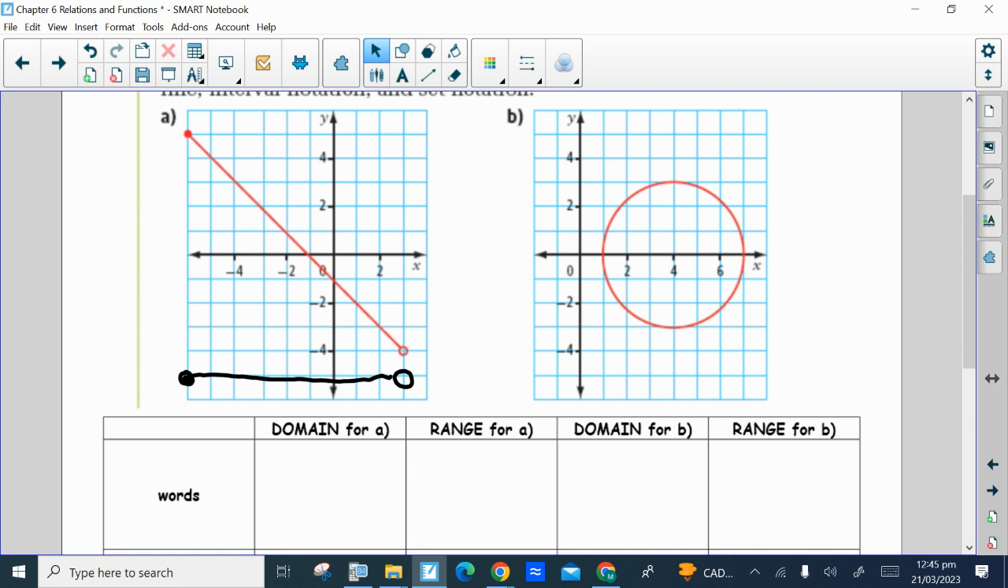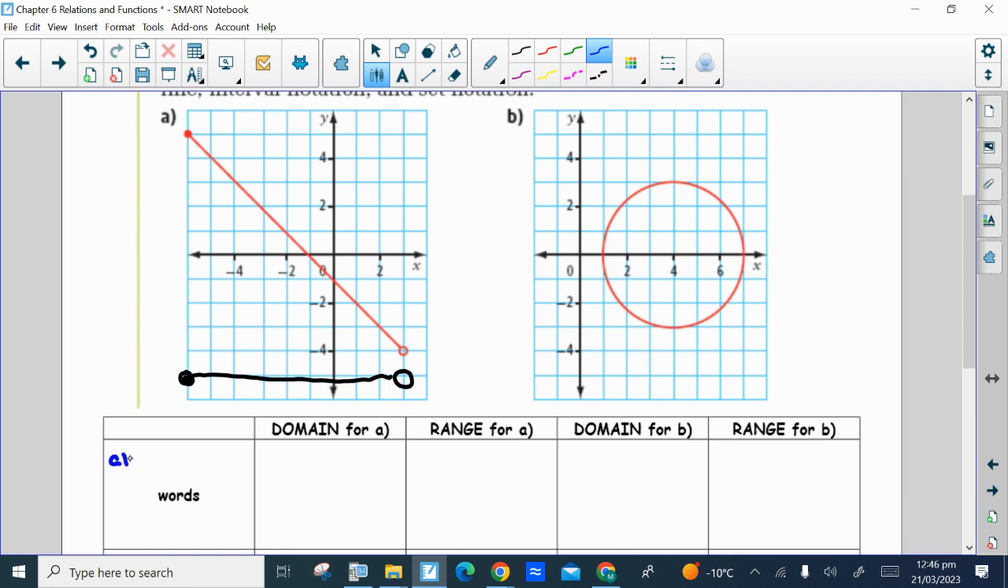The domain is asking for the x values on a graph. It wants to know, does the graph go left, does it go right, how far? This graph goes as far left as -6, which is included, and as far right as +3, which is not included. So if we wanted to write the domain in words, it would look something like this.